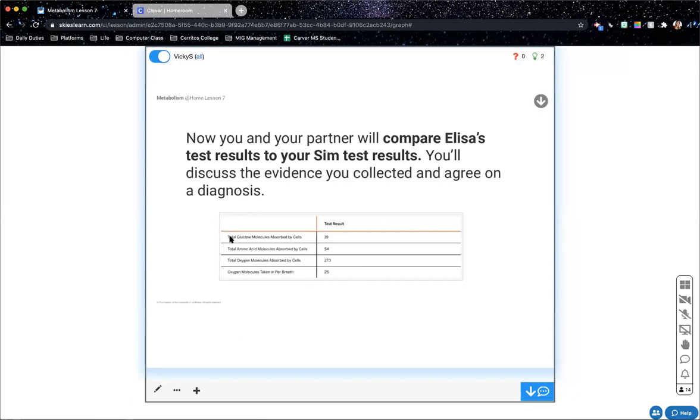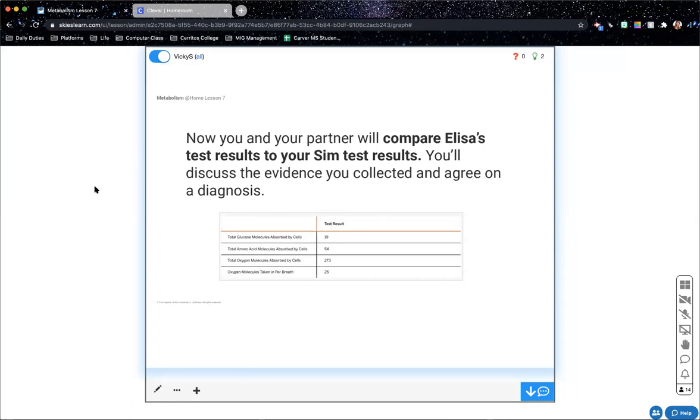Can someone read how much total glucose molecules is absorbed by the cell? Could I read? Yeah, so how many? Just let me know how many glucose molecules. Okay, let me go to the page. You could double click on it to make it bigger, okay? Okay.